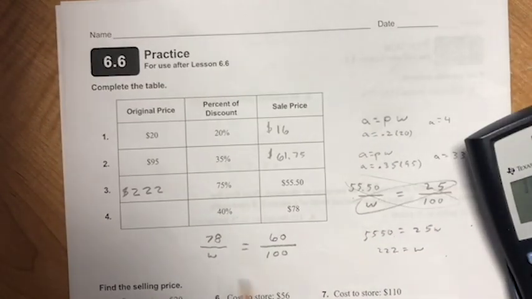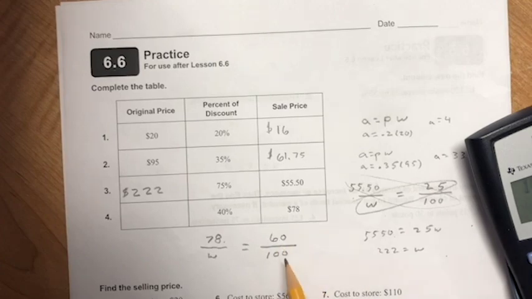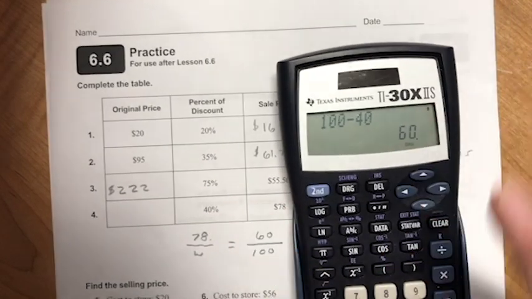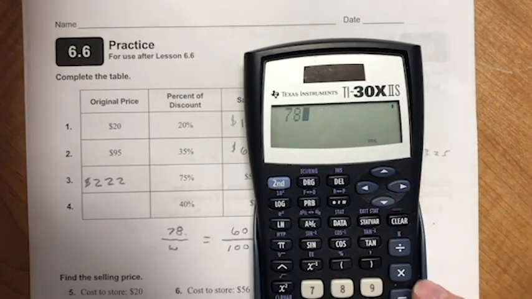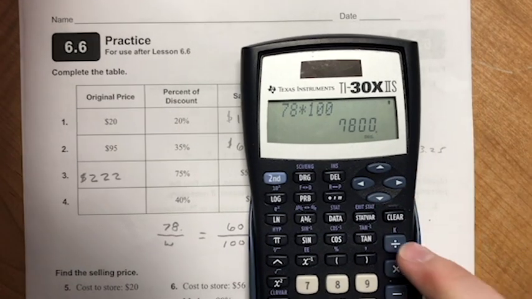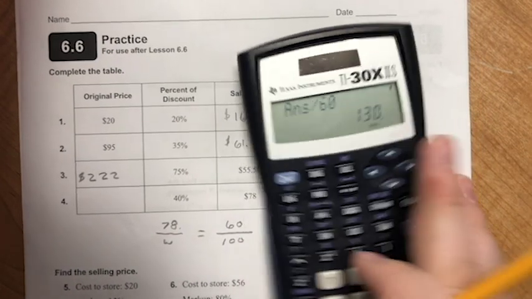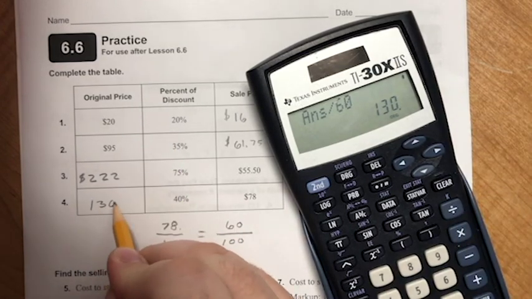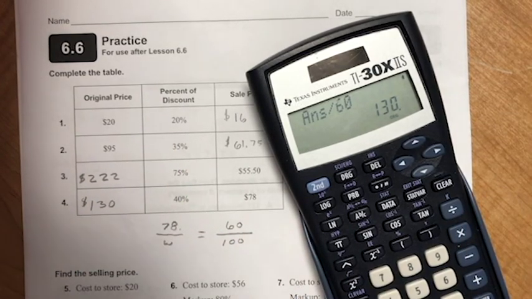So to go back into it, this is my selling price. This is the original price that I'm trying to find. This is my real percentage. This is how much that I'm actually trying to work with every 100. Cross multiply and divide, so 78 times 100, divide by 60 gives me $130. So the original cost on this was $130.